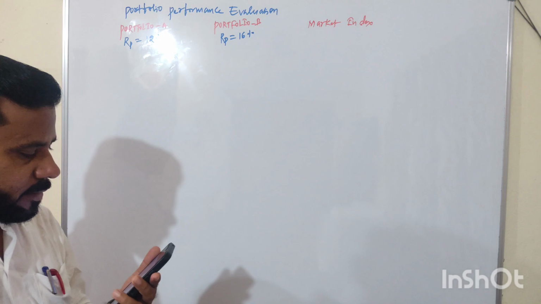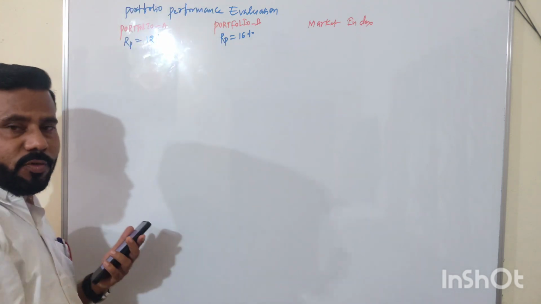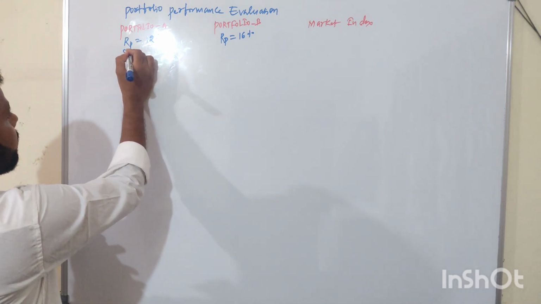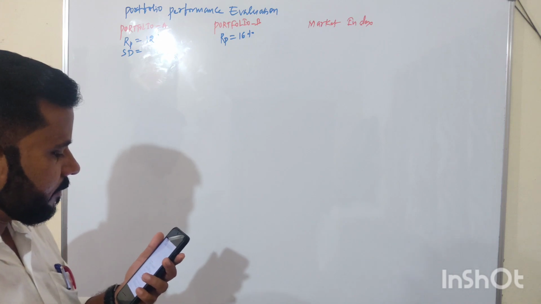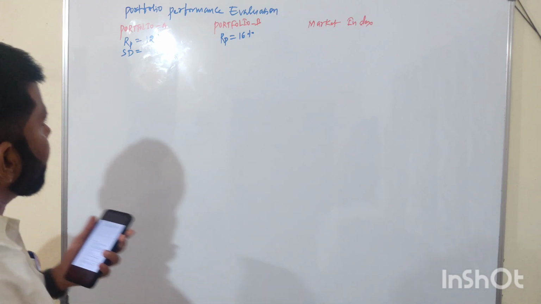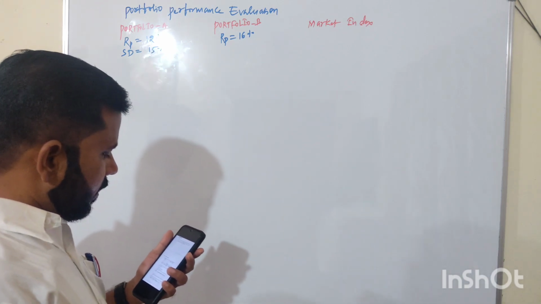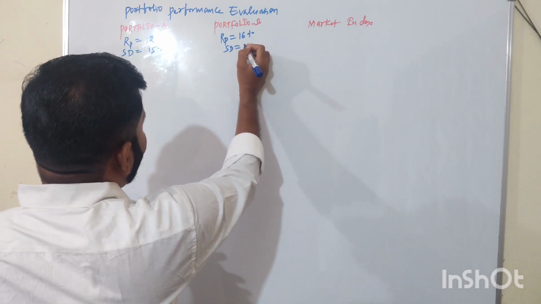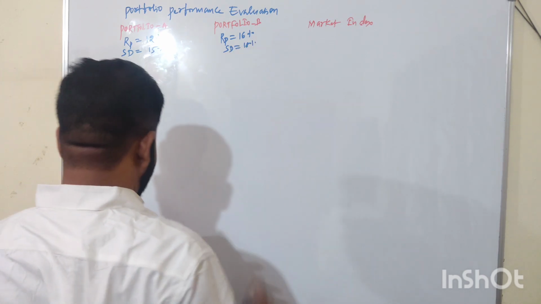Then next, we need standard deviation for both of the portfolios, no? Yes. Standard deviation of portfolio A, 15%, given in the problem. Then 18% in case of portfolio B.